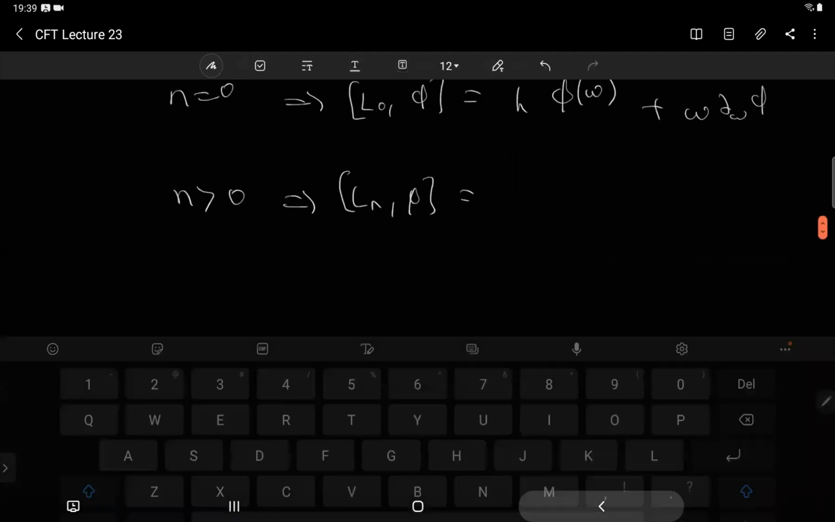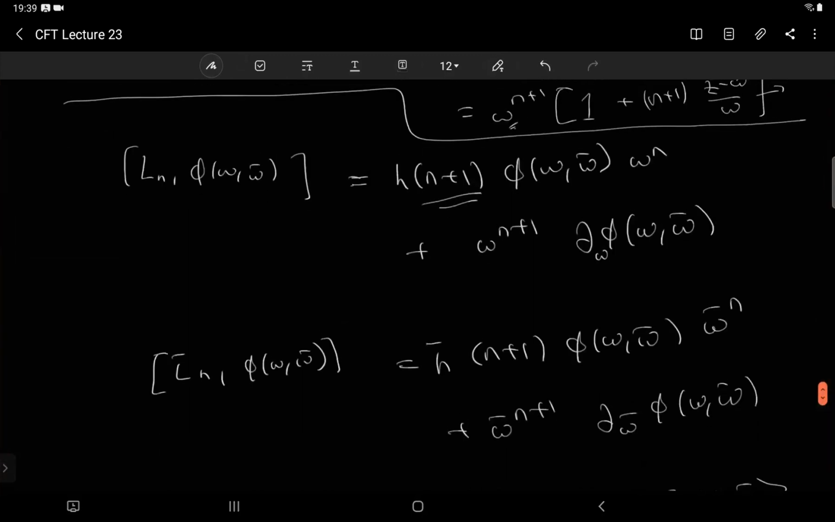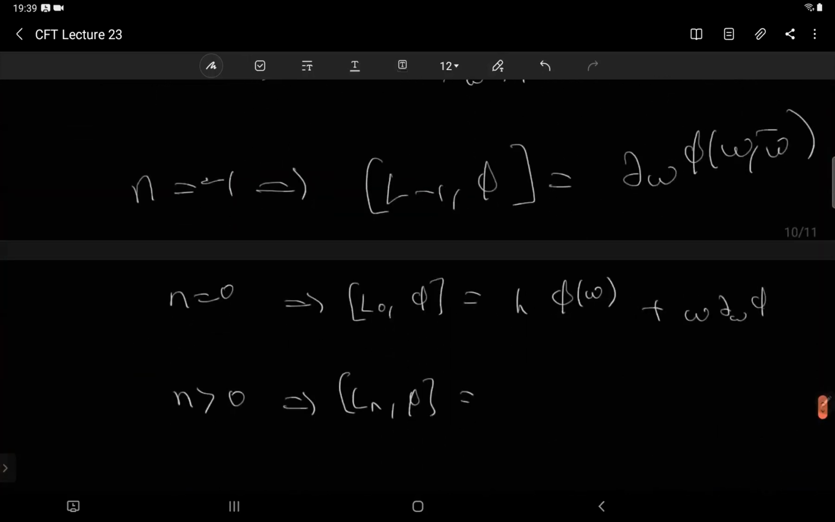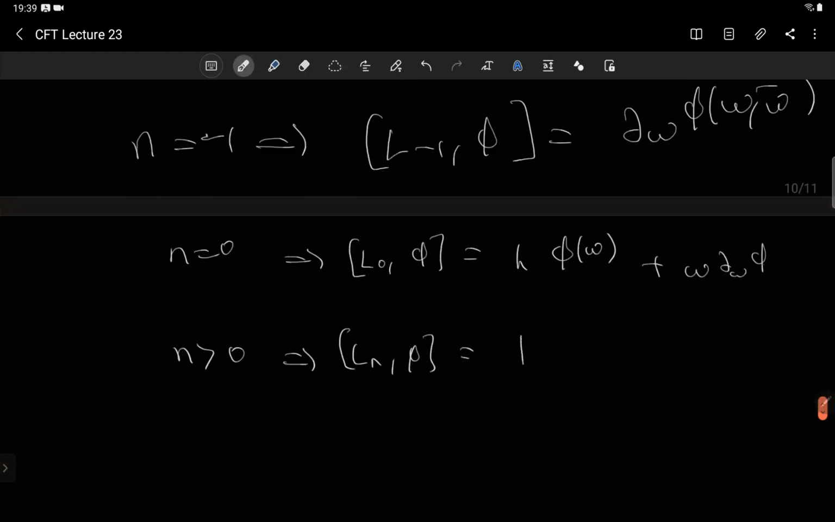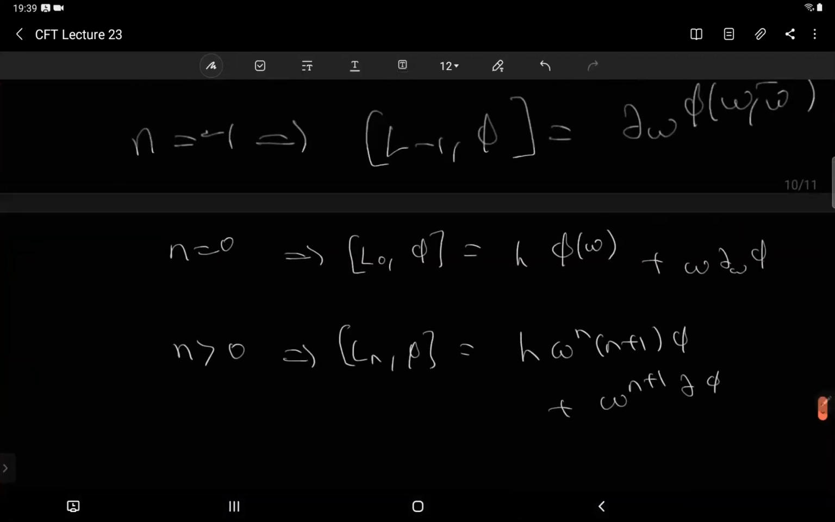So then this will be the full thing. So everything will be there. So for n greater than 0, you'll have both the terms, because none of them is 0. So for n greater than 0, you have the full answer. That is h omega to the n times n plus 1 times phi plus omega to the n plus 1 del phi. And the same thing for L bar, but I'm not writing that. It's exactly the same thing.